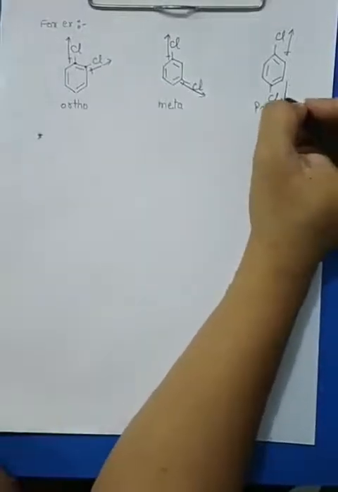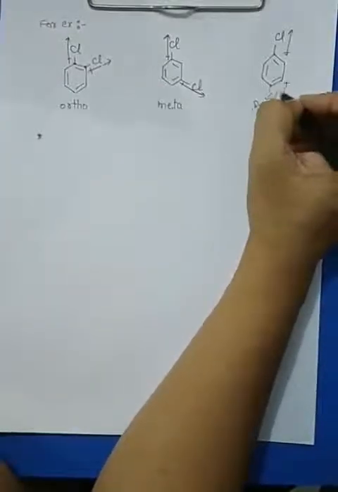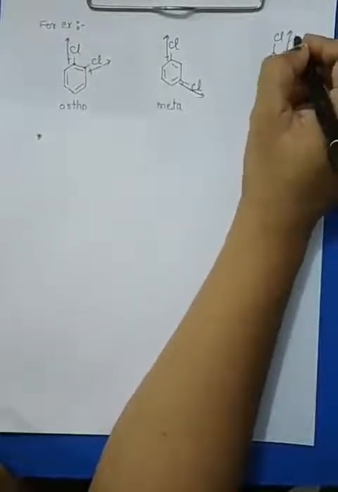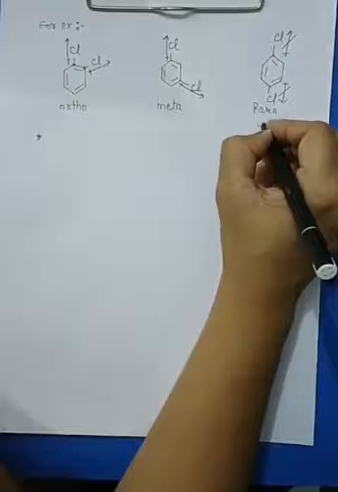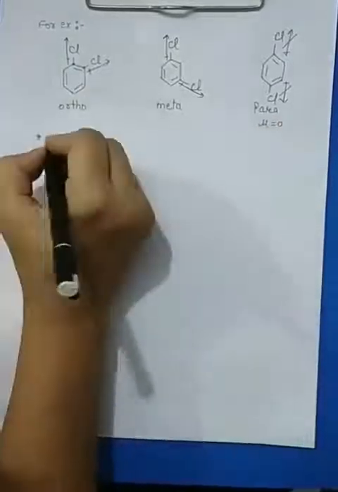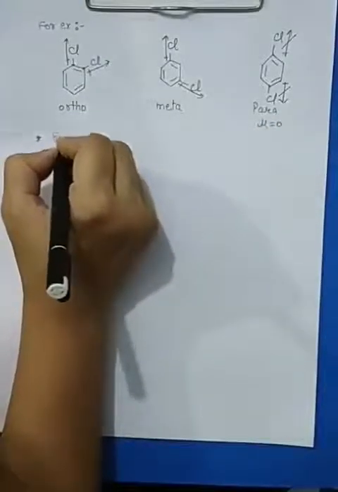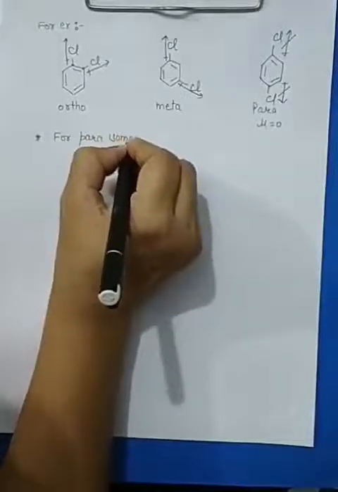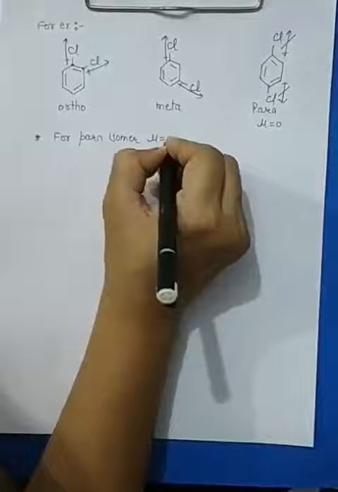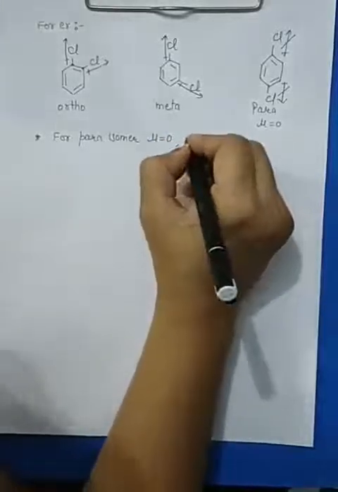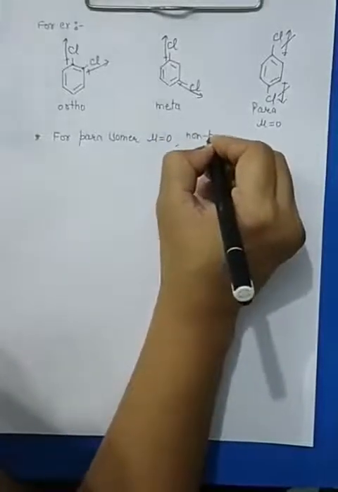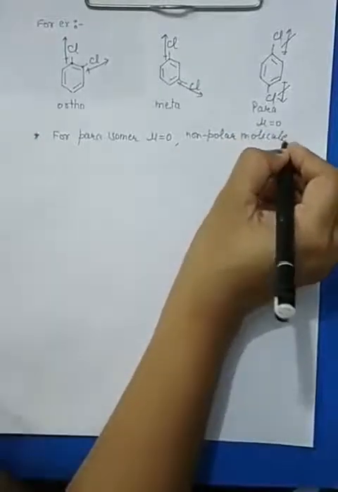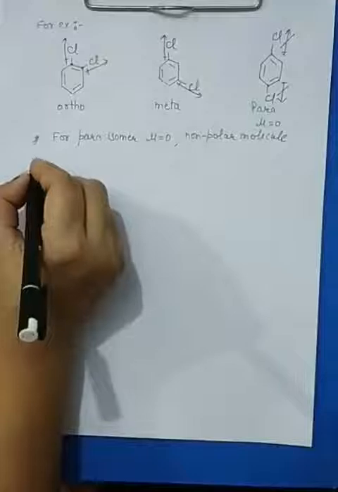So if we see about the para position, if groups are attached at para position, then their dipoles are totally opposite, hence cancel out each other. So mu is equal to 0. Hence for para isomer, mu is equal to 0. So it is a non-polar molecule.